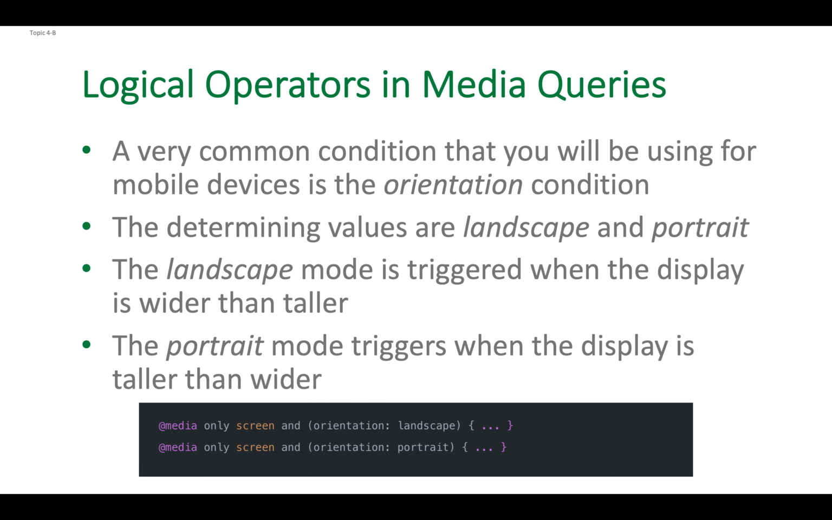So a very common condition that you'll be using for mobile devices is the orientation condition. So you can determine whether they're viewing it in landscape or portrait mode. The landscape mode is triggered when the display is wider than taller. The portrait mode triggers when the display is taller than wider. So you can have different ways of displaying your website based on if somebody's looking at it in landscape mode or portrait mode on their phone.